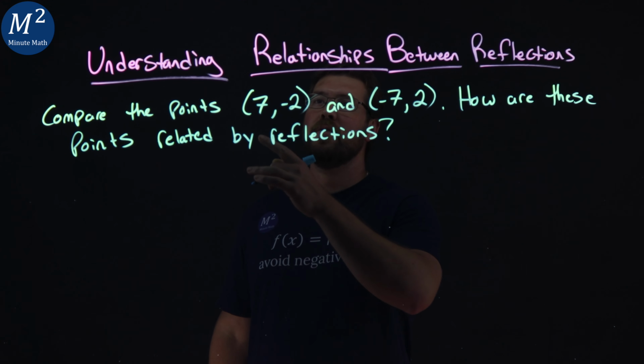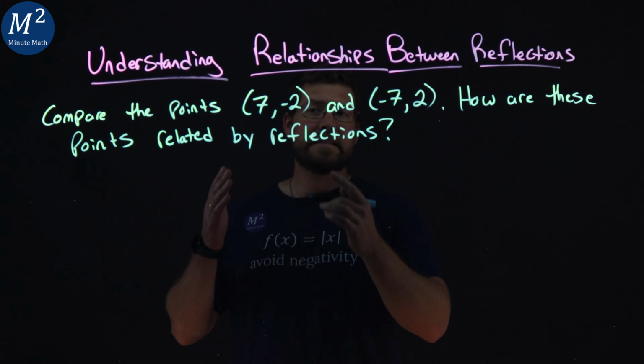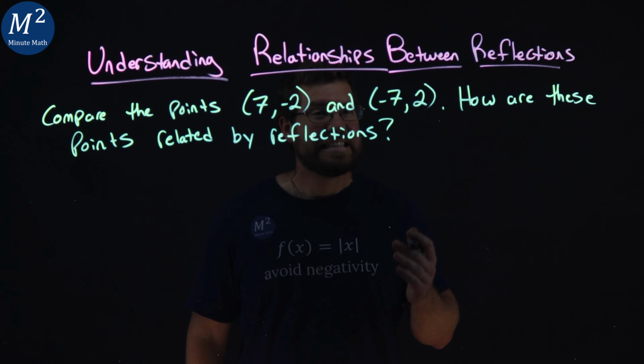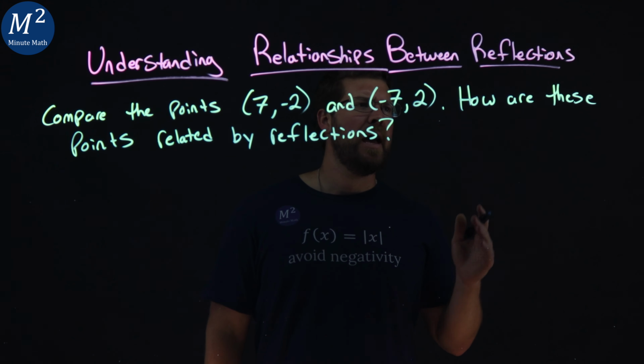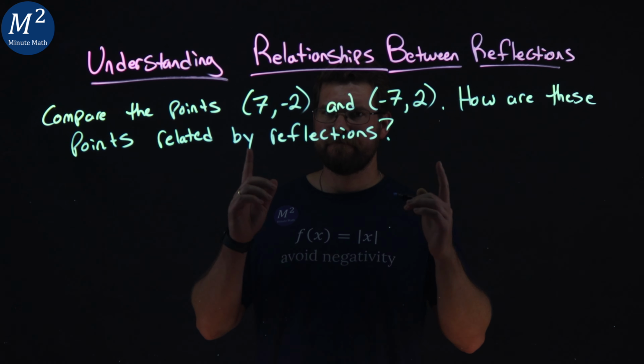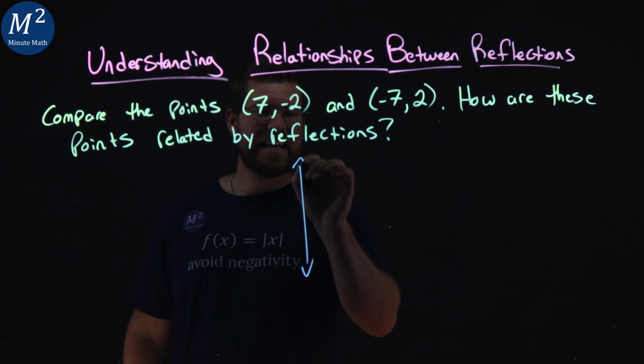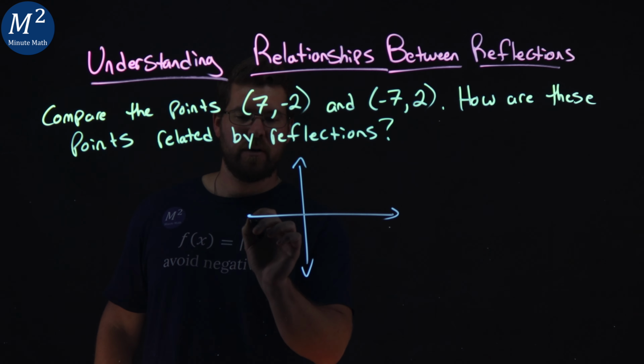Let's learn about understanding relationships between reflections. Compare the points (7, -2) and (-7, 2). How are these points related by reflections? All right, let's plot these points. Let's get a quick sketch here to see what we are talking about.